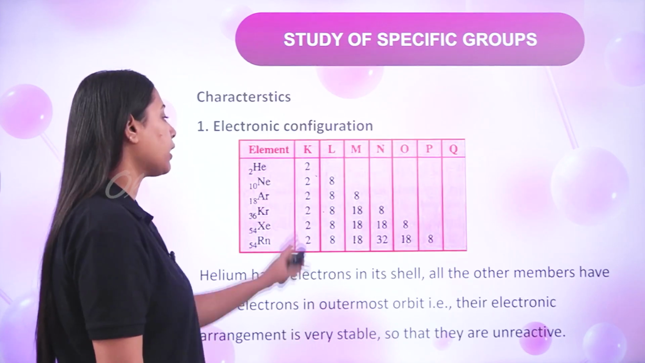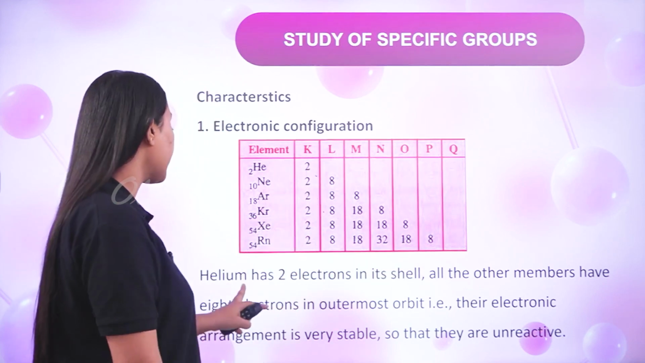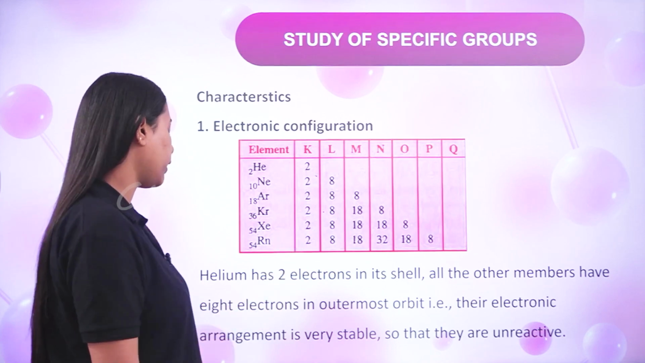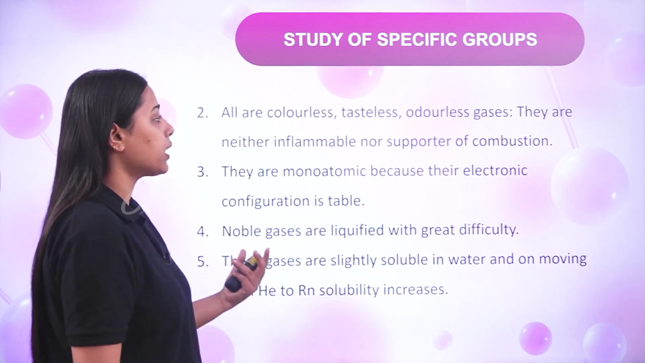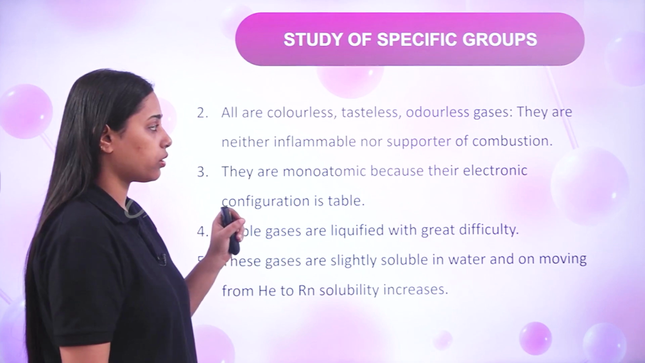Characteristics: their configuration has 8 valence electrons except helium, which has a duplet configuration. Helium has 2 in its shell, all others have 8 valence electrons. Their electronic arrangement is very stable, so they are unreactive. All are colorless, tasteless, odorless gases. They are neither inflammable nor supporters of combustion.